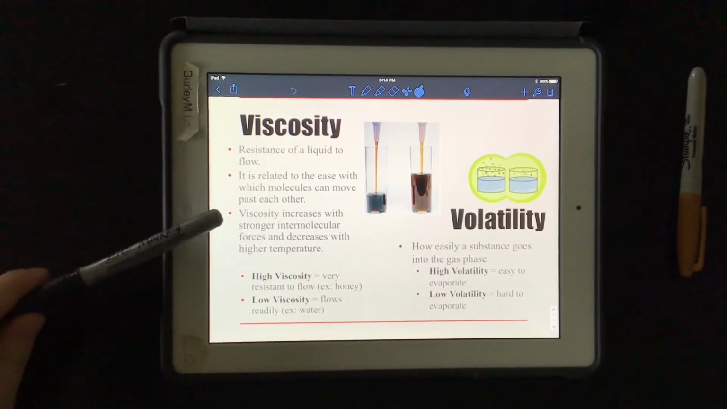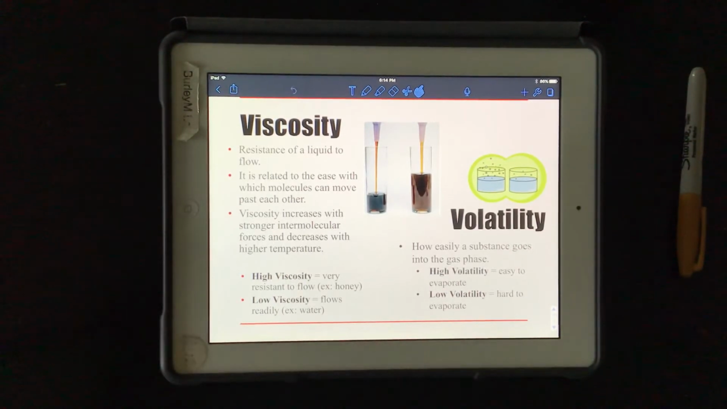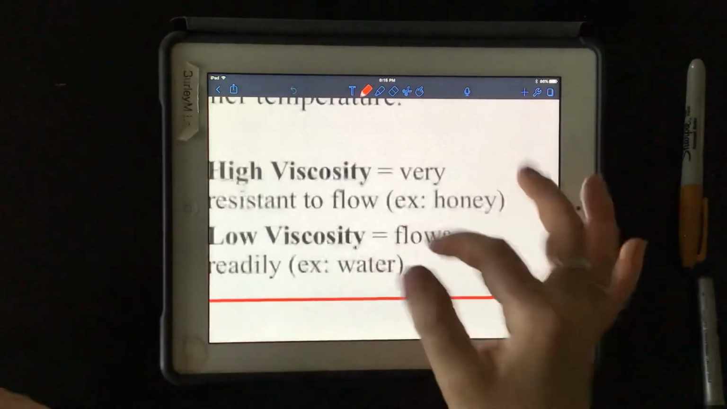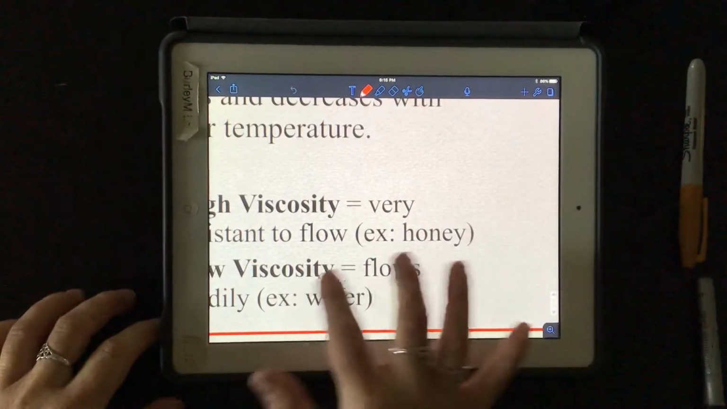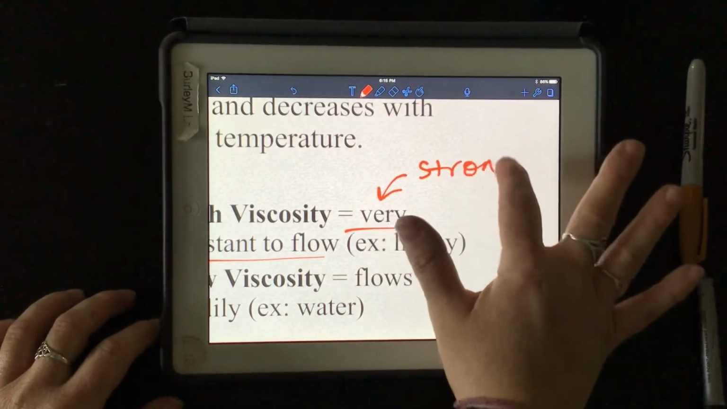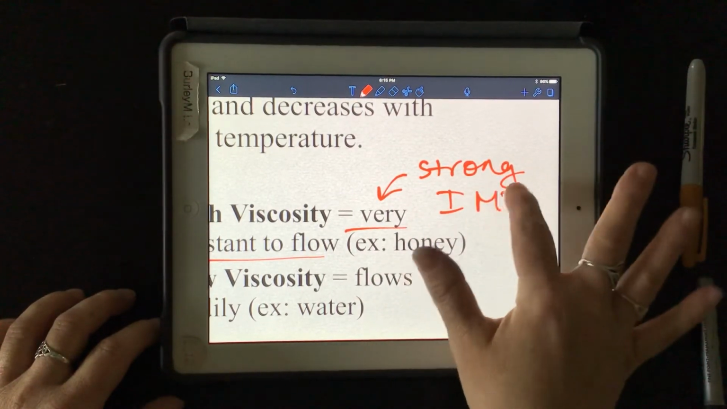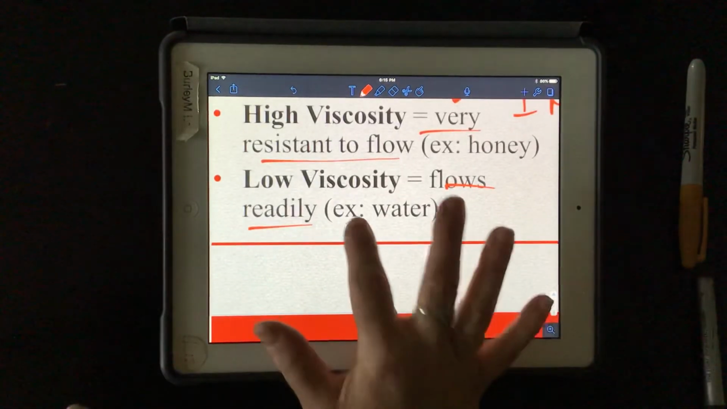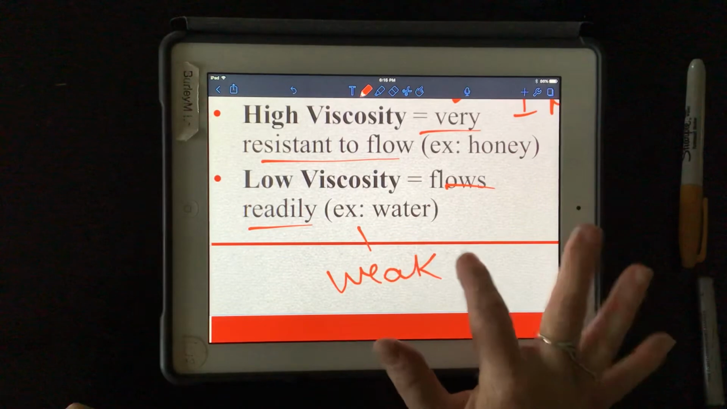Now, what does this tell us about their intermolecular forces? Well, if something is very resistant to flow, it means that it has a very strong intermolecular force. So I want you guys to write that down. Looking for a pen, but I'll just use my finger. So if something is very resistant to flow, that means that it has a strong intermolecular force. Versus something that flows easily or readily, that means that it has a weak intermolecular force.